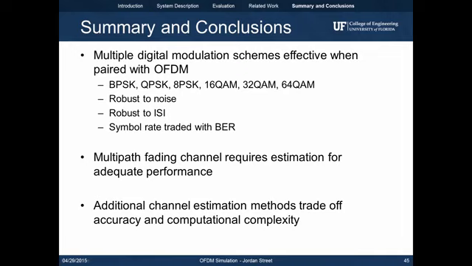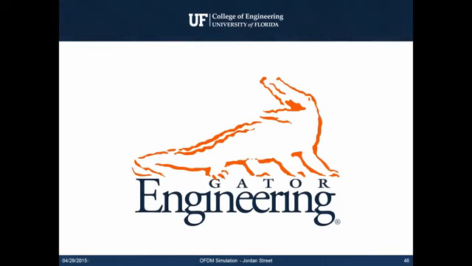Throughout this presentation, we've observed that various digital modulation schemes are effective when paired with OFDM. We specifically looked at BPSK, QPSK, 8PSK, 16, 32, and 64 QAM, all showing robust performance to noise and inter-symbol interference. When simulated with multipath fading, channel estimation was necessary to produce acceptable results. In general, we see that channel estimation methods trade off accuracy with computational complexity. We'll now go ahead and take a look at some of the MATLAB scripts used for simulation.